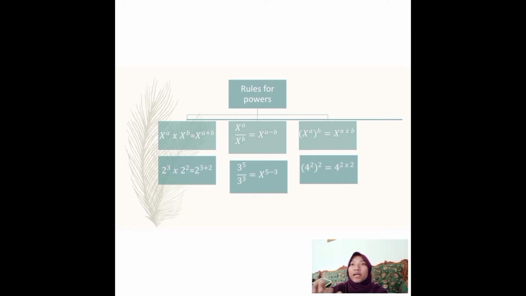The second rule is x^a over x^b. We must write it as x^(a-b). Actually, we have learned this in matriculation and tamhidi. And rule number 3, (x^a)^b, we can write as x^(a times b).